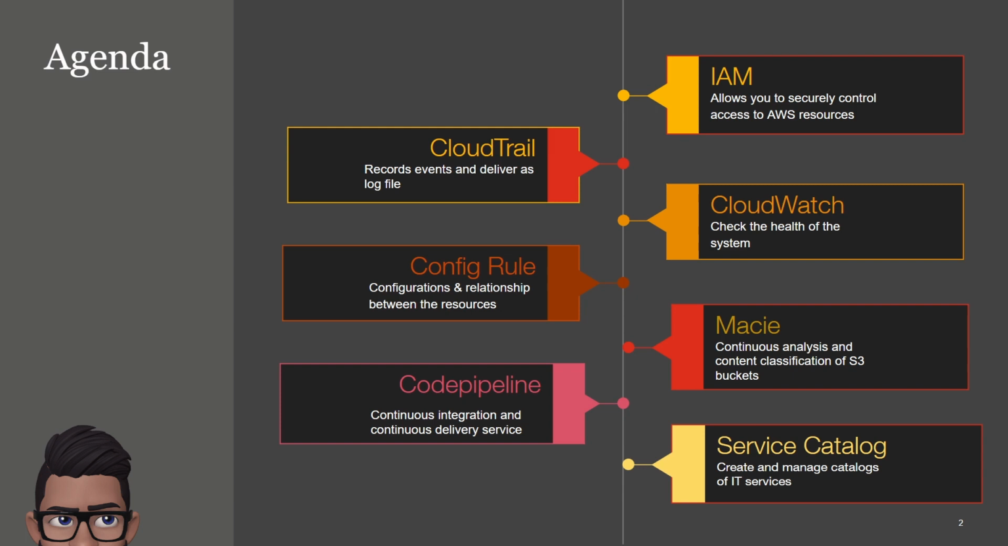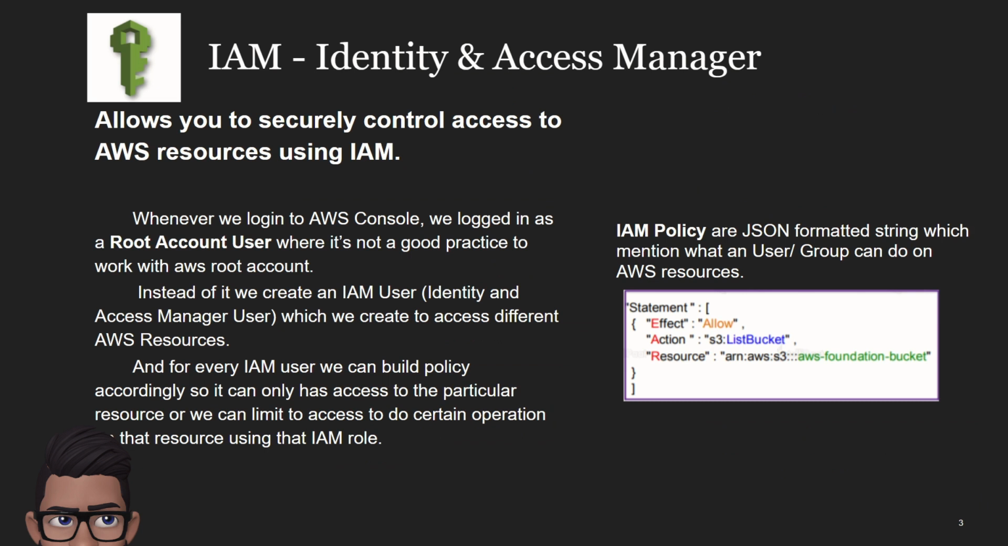For today's session, we will be covering IAM, CloudTrail, CloudWatch, Config rule, Macie, CodePipeline, and Service Catalog. So starting with IAM, I have built some scripts in Python that allow me to access AWS services programmatically, which follows the AWS pay as you go model, meaning we have to pay only for what we use.